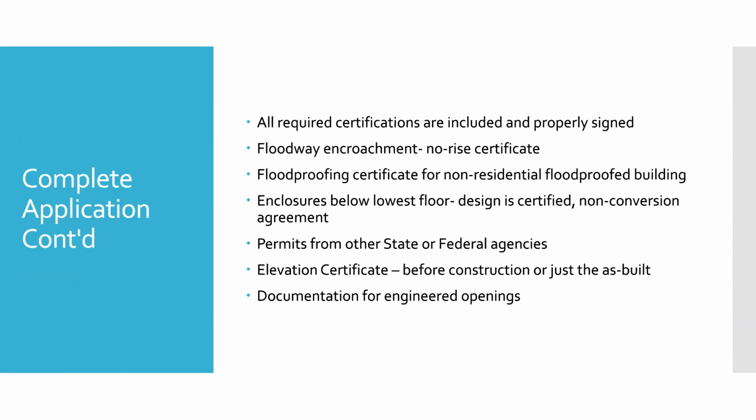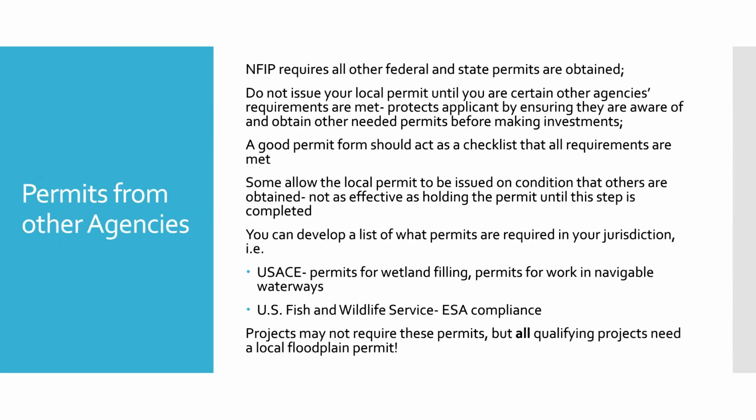So what else are we looking for? The required certification. If you're in a floodway, you're going to need a no-rise. If you're floodproofing a non-residential structure, that needs a certificate. Different elevation certificates: maybe your community requires under-construction elevation certificates in addition to the as-built. So make sure that that's there, based on drawings or if it's under construction. Engineered openings require a certificate. And then of course, not only you, but other agencies have permit requirements. One of the best ways to avoid a violation with other agencies is to not issue your local permit until you are certain that they have obtained the other required permits.